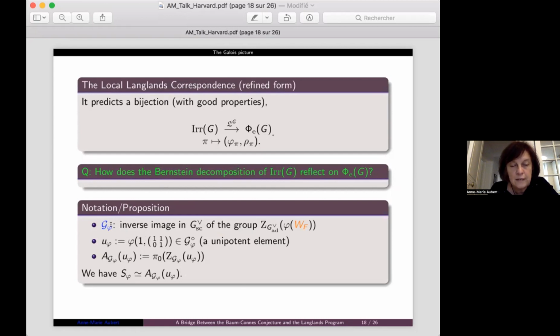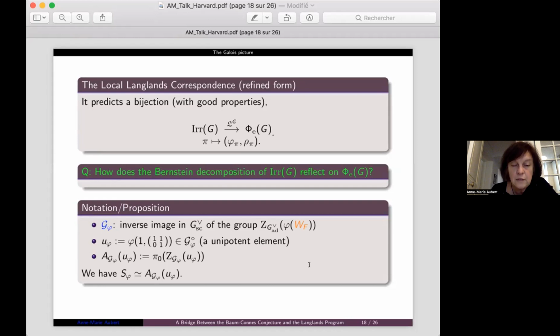You can consider this group that I like to denote by curly G sub phi, which is the inverse image in G-check of the centralizer in G-check of the image, but here the image is not of the whole product of W_F by SL2(C), but just the image of only W_F. And if you consider the image by the parameter of a unipotent element of SL2(C), you get a unipotent element in the identity component of that group. Again, this group curly G_phi is not necessarily connected.